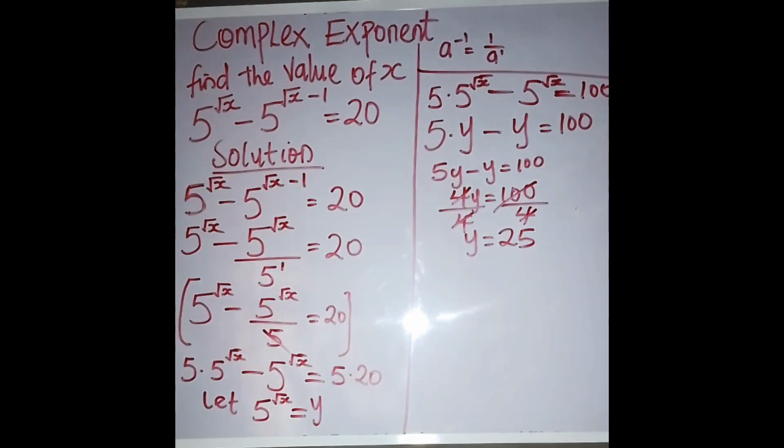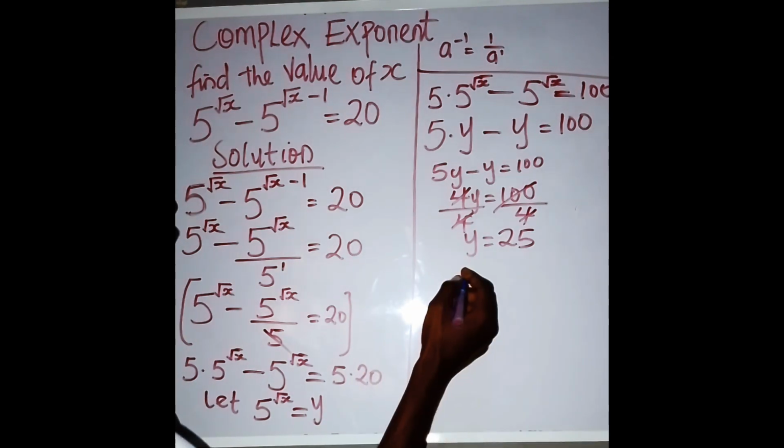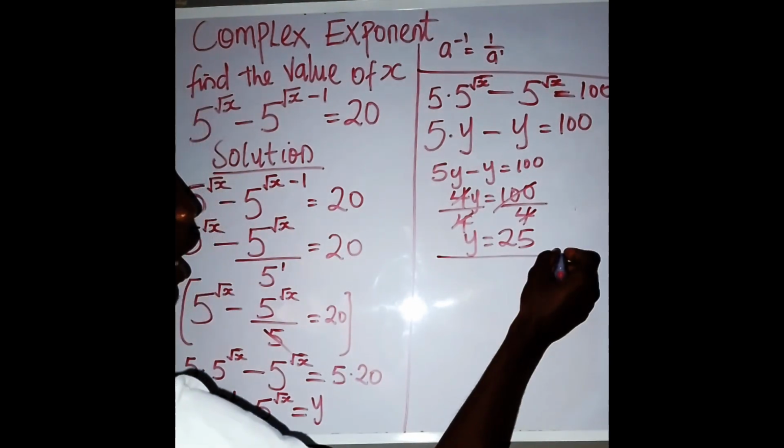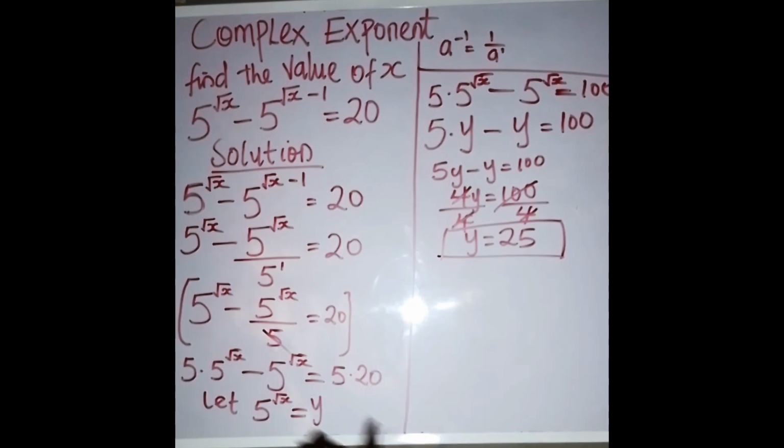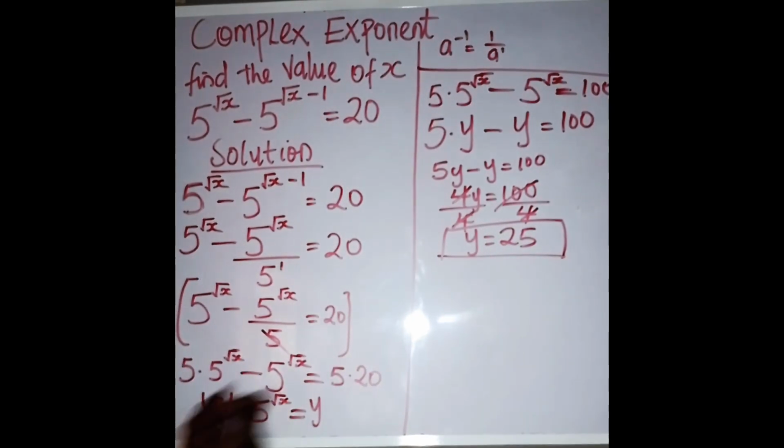So anywhere I see my y, I'll replace it with 25. Y is 25. Where do I replace y with 25? From where I changed it: let 5 raised to the power square root of x equal y. So where I changed it, I'll replace it back. I have my y as 25.